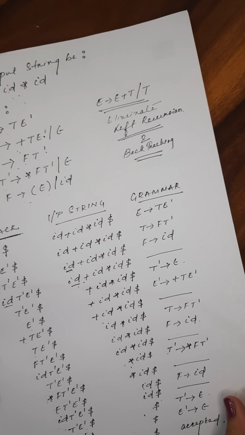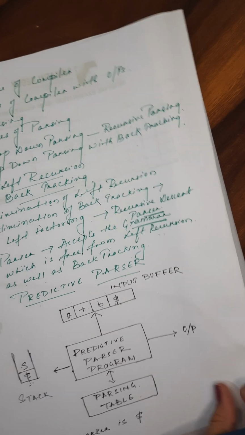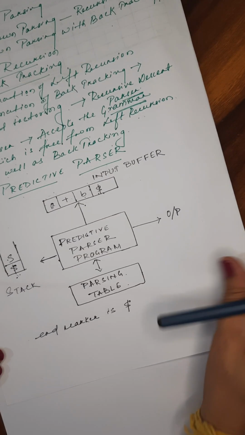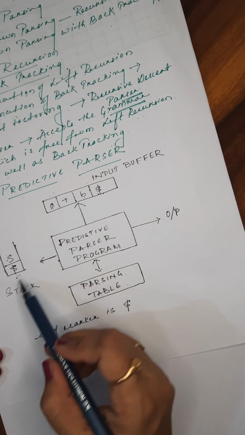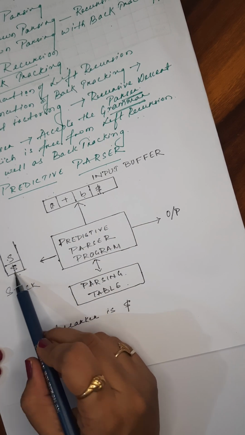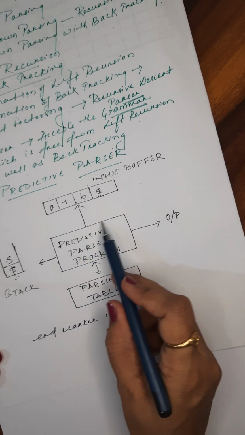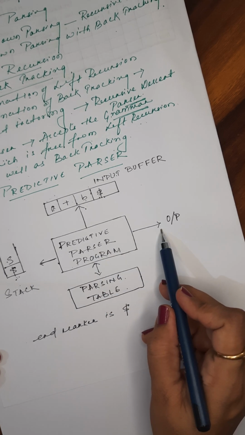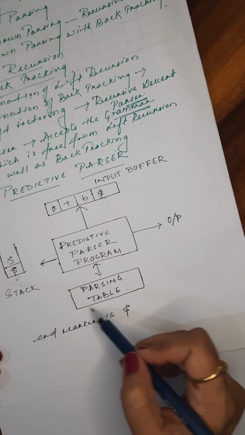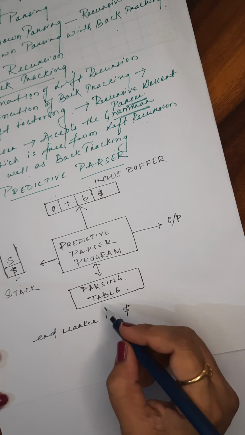Okay. Then comes figure C, the block diagram I have explained over here. What does the block diagram say? Now see, in the input buffer, I have told you the string was stored: ID plus ID star ID. In the stack, the starting symbol was there and dollar was there. Then the predictive parser program, which uses push and pop operations on the stack and generates the output. Now what is the last thing remaining over here? The parsing table. Now what are the rules to construct your parsing table?